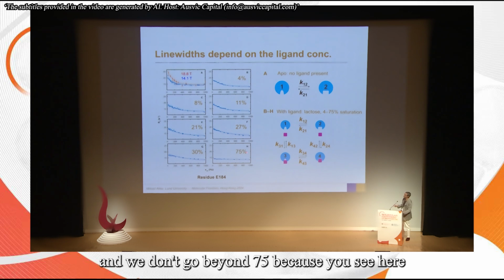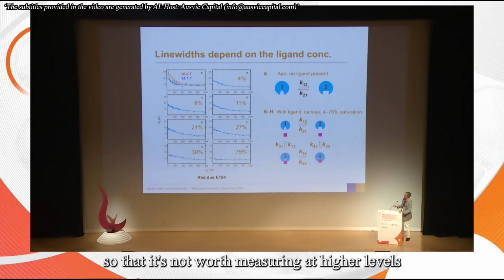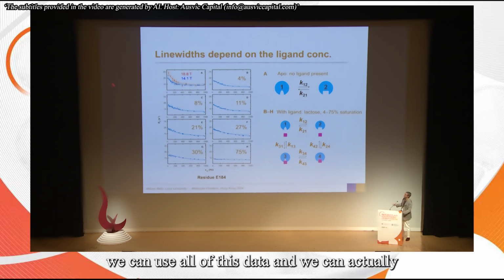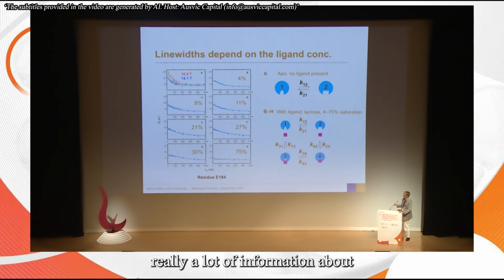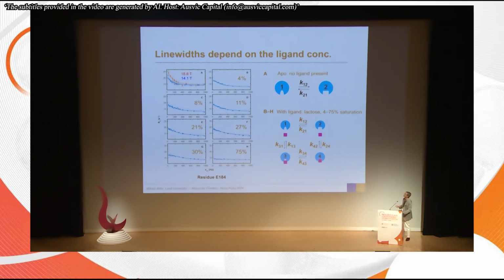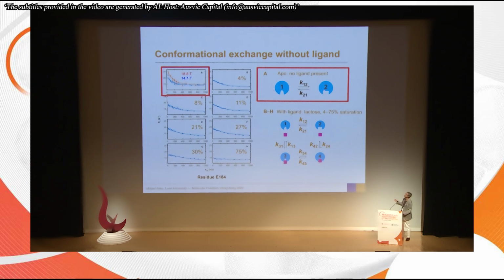And we don't go beyond 75 because you see here it tends to get totally boring. It's a flat line, so that's not worth measuring at higher levels. And we can use all of this data and we can actually tease out all these different rate constants and get a lot of information, really a lot of information about what's happening when the protein binds the ligand. But first, let's look at what happened when my student Carl measured only the protein itself.